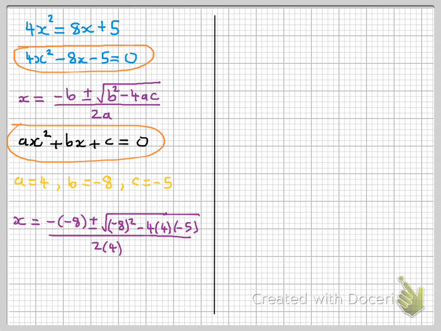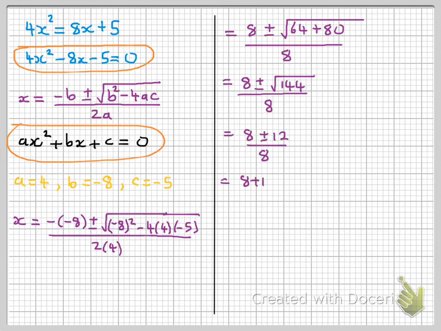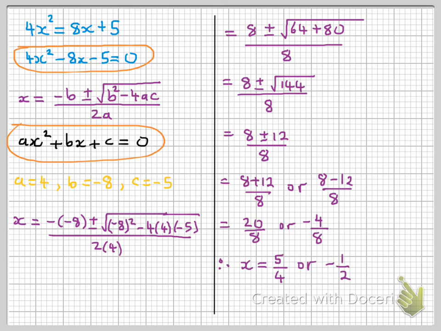We can then simplify this. If we simplify this, you will get, as shown, 8 plus or minus the square root of 64 plus 80, divided by 8. And that will equal 8 plus or minus the square root of 144. The square root of 144 is 12. You will get 8 plus or minus 12 divided by 8. And if you simplify this, you will get that your x is 5 halves or negative 1 half. You will see that is the exact same thing that we obtained when we used factoring to solve this equation.